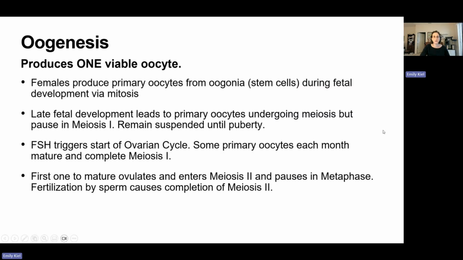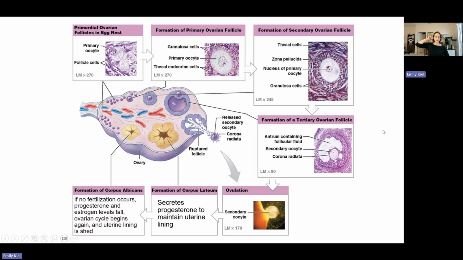So let's look a little bit at this follicular process. Here we have primordial ovarian follicles in the egg nest. We've got a primary oocyte here. Remember, this came during fetal development. And then we're going to have the formation of a primary ovarian follicle.